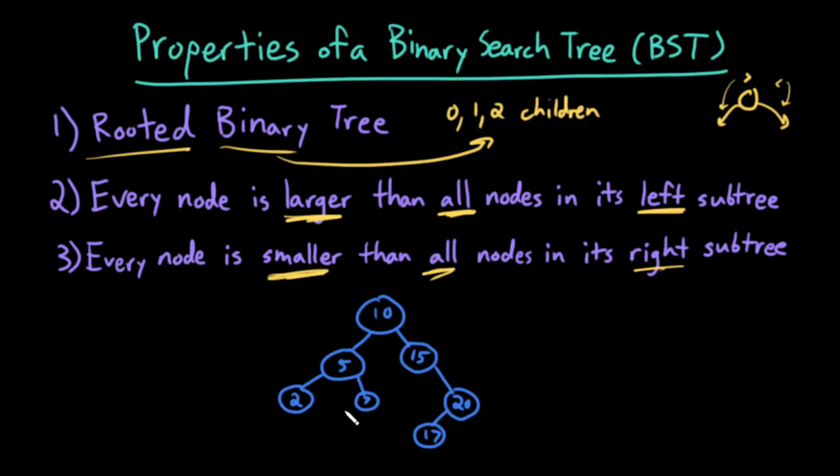2, 7, and 17 are all leaves. They don't have any right subtree, so those are fine. 15 is smaller than 20. And 20 doesn't have a right child, so it's fine. So all three of these properties are maintained.